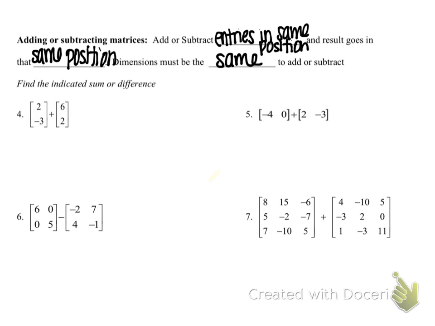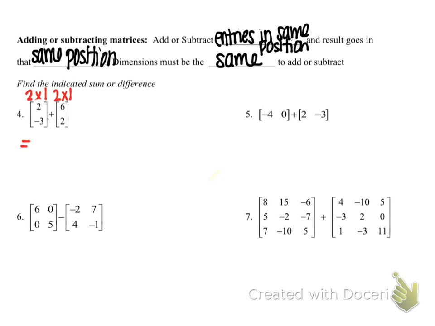So what does that mean? If I give you a problem to add or subtract matrices, we have to first double check that their dimensions are the same. So let's look at number 4 right here. What are the dimensions for this matrix right here? This is a 2, right? 2 rows. How many columns? 1 column. So this is a 2 by 1. And what are the dimensions for this other matrix? This is also 2 by 1. So can we add those? Yes, because the dimensions are the same.